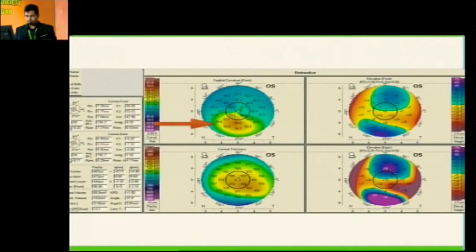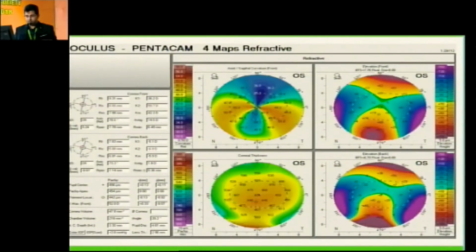So for example, here we have the axial curvature map showing significant inferior steepening. It's a decentered cone here, and you can see this is corresponding with the front elevation and the back elevation, and again thinning of the cornea as seen on the corneal thickness map. And here we have the steep K, which is about 50. So this is of course a case of keratoconus.